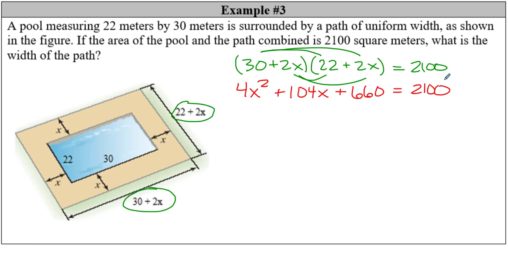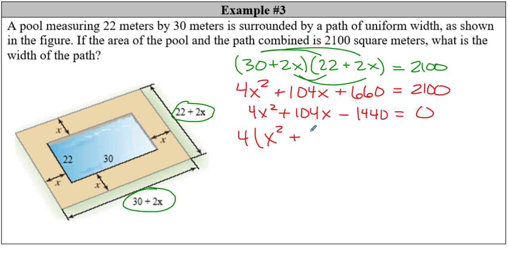All right, we got stuff on both sides. Remember, in our factoring, we wanted everything on one side. We want to see if we can factor this first. So let's go ahead and subtract that 2,100. That is going to give us 4x squared plus 104x plus 660 minus 2,100, negative 1440, is equal to 0. All right, can we take something out? Yes, we can take out that 4. So that's going to give me x squared plus 26x minus 360 is equal to 0.